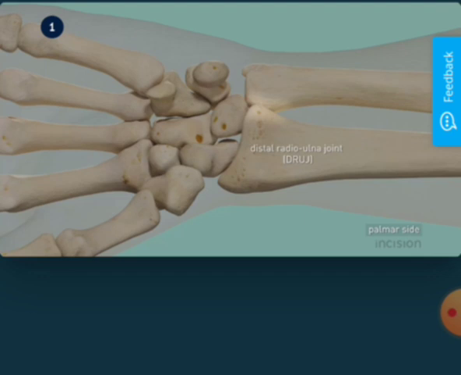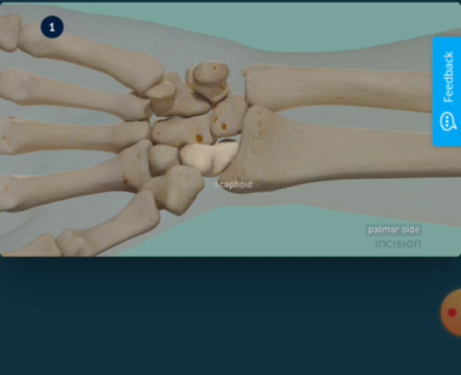The wrist contains 8 carpal bones that connect the hand to the forearm. The carpal bones can be conceptually organized in 2 transverse rows, the proximal carpal row and the distal carpal row. Within the proximal carpal row, each bone has a limited degree of independent movement.